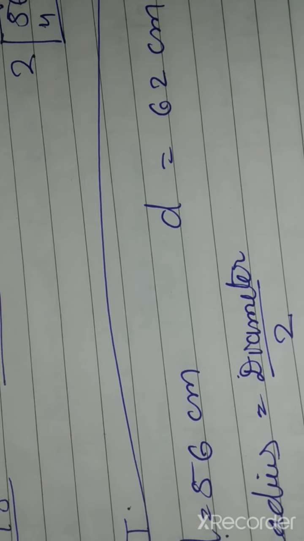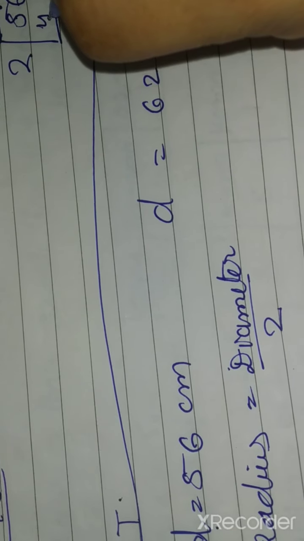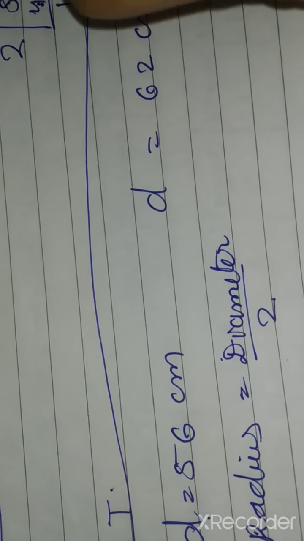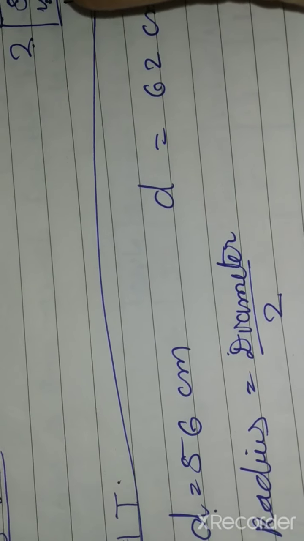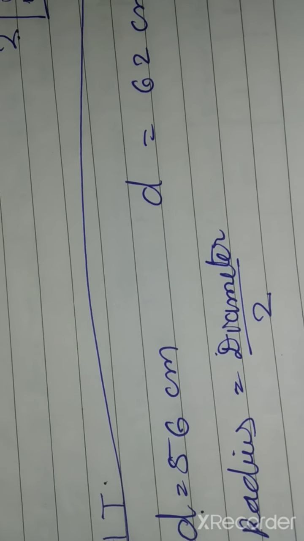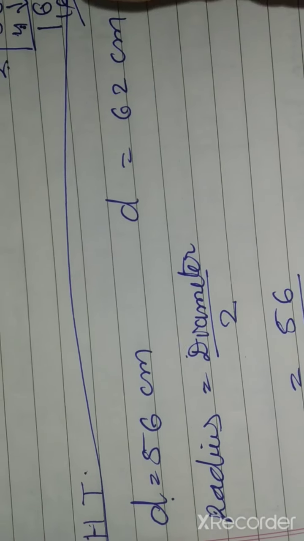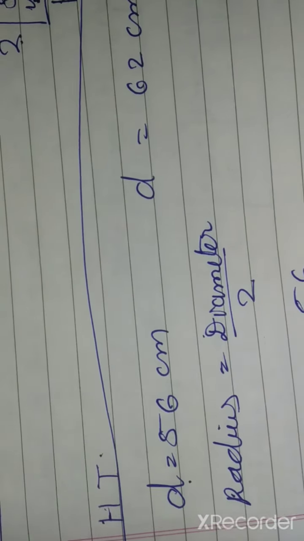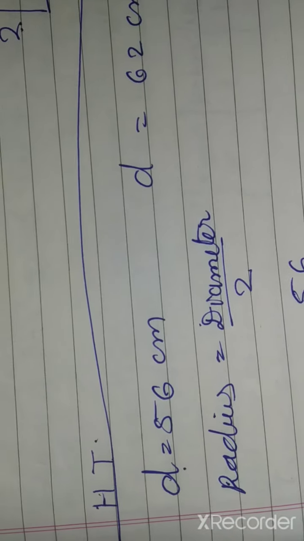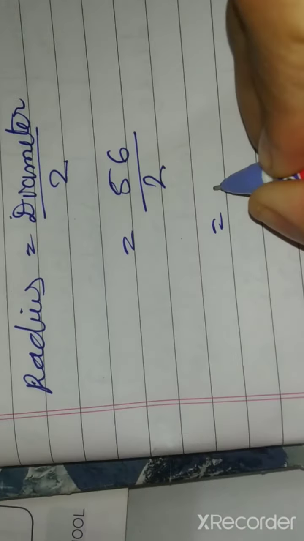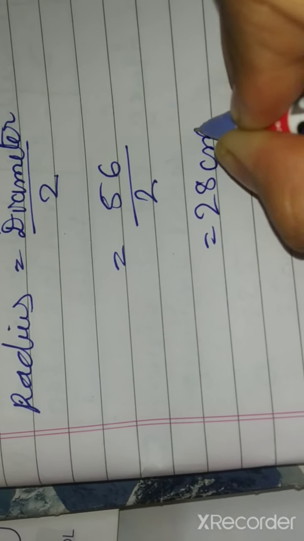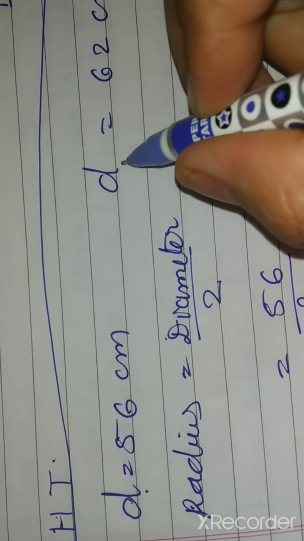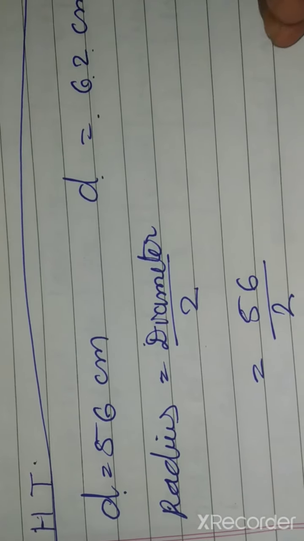2 2s are 4. 5 minus 4, 1, bringing down 6, 2 8s are 16, 6 minus 6, 0, 1 minus 1, 0. So here our answer is 28. Write it here, 28 centimeter. Next sum is D is equal to 62 centimeter.